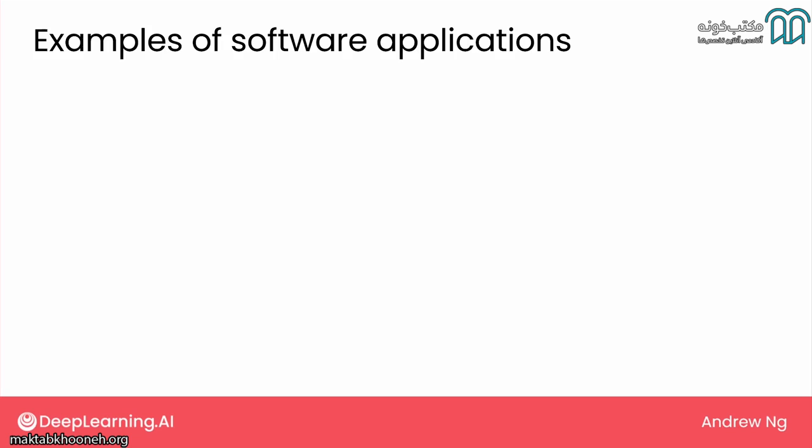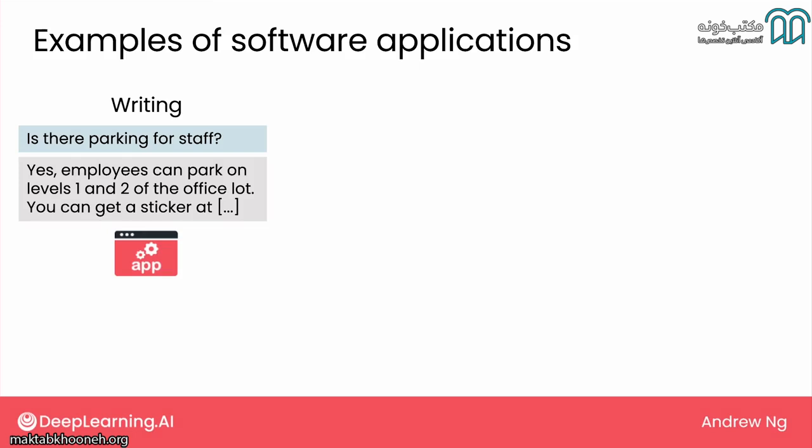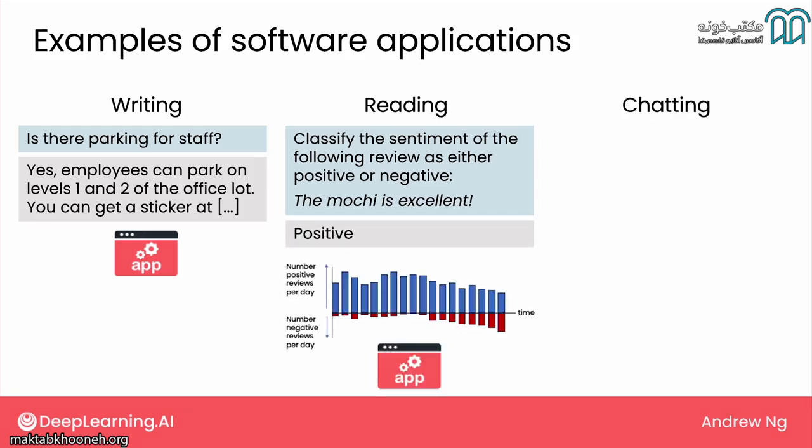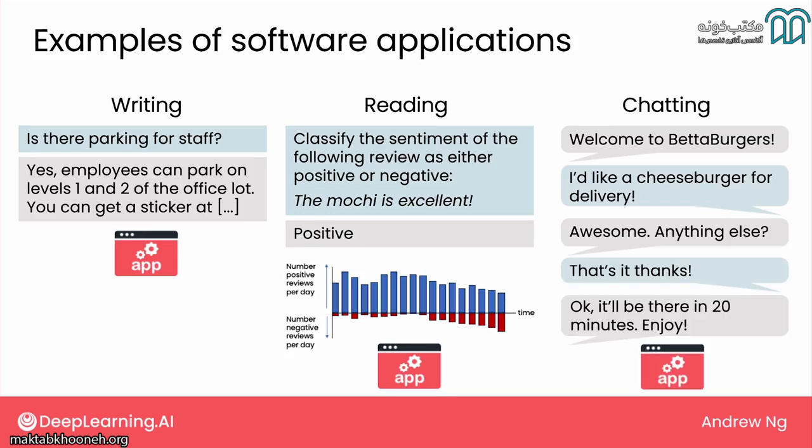We saw last week a few examples of generative AI applications, such as writing answers to questions that may require access to information about your company's parking policy in this example, or reading restaurant reviews on the internet to help with reputation monitoring, or building a chatbot to help take food orders. It turns out that while some applications like this did exist and were built before the rise of generative AI, generative AI has made building these applications much easier and in many cases has made them work much better as well. Let me illustrate with the example of reading restaurant reviews for reputation monitoring.